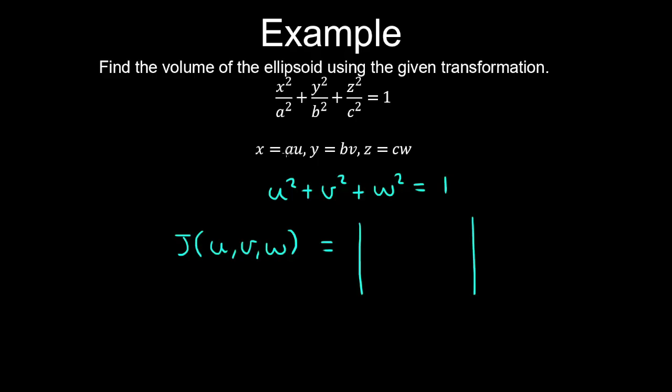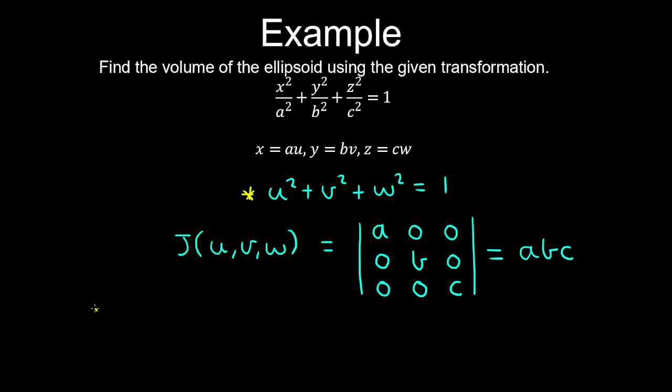of the Jacobian matrix, which has the entries being the partial of x with respect to u and the partial of x with respect to v, and with respect to w is 0. And the partial of y with respect to u is 0, with respect to v is b, and with respect to w is 0. And the partial of z with respect to u is 0, with respect to v is 0, and with respect to w is c. So the determinant of the Jacobian matrix gives the Jacobian of a multiplied by b multiplied by c, being the radii of the ellipsoid.